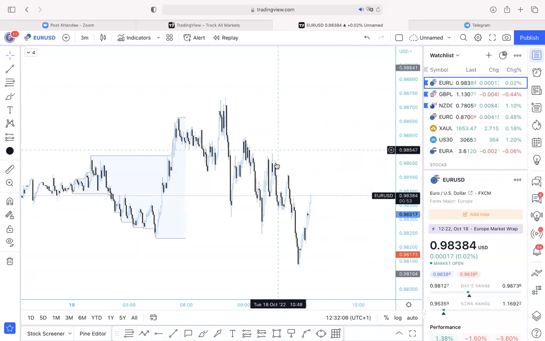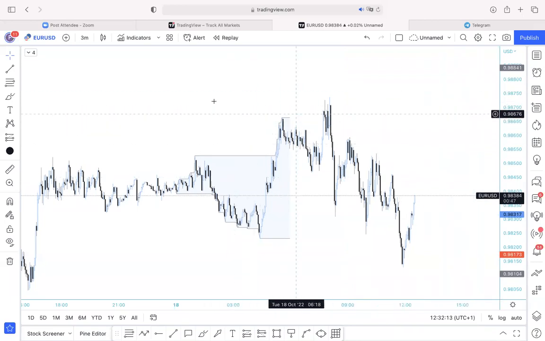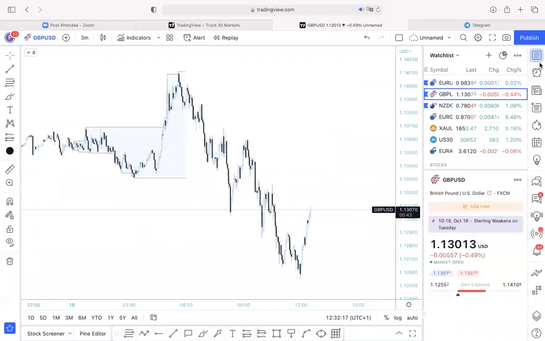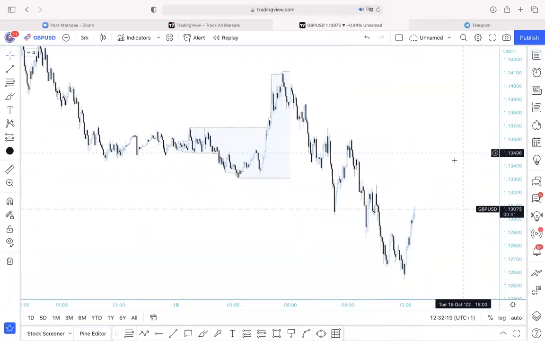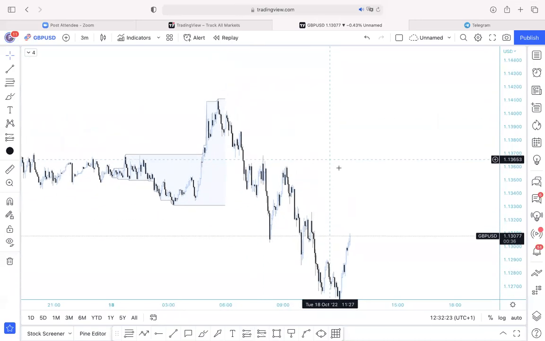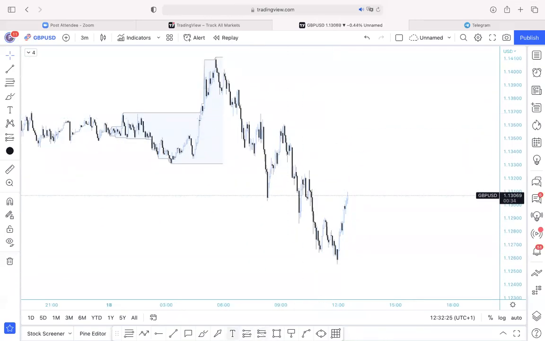So let's get started with EURUSD for now. I don't see anything interesting on lower time frames. Keep in mind, on lower time frames, later on higher time frames, we will check it out. GBPUSD quickly, not anything very interesting except this supply right here.